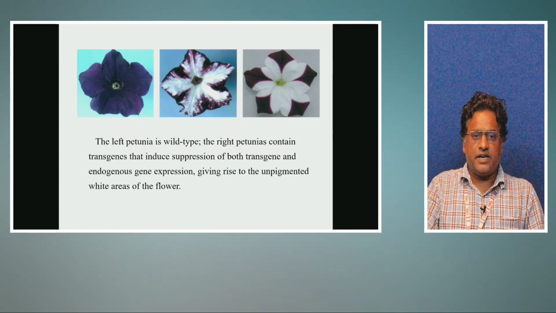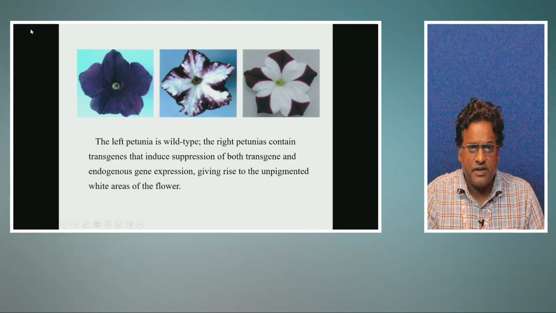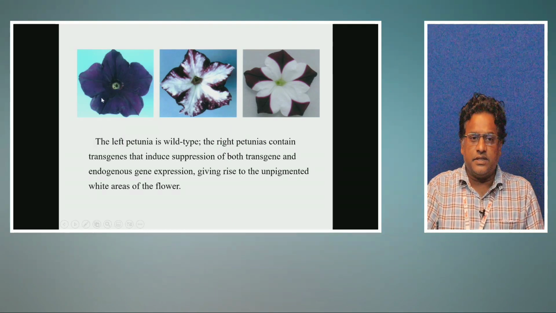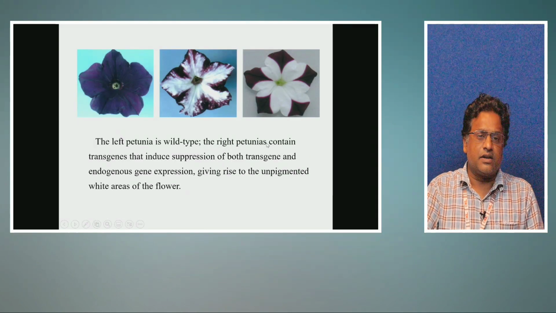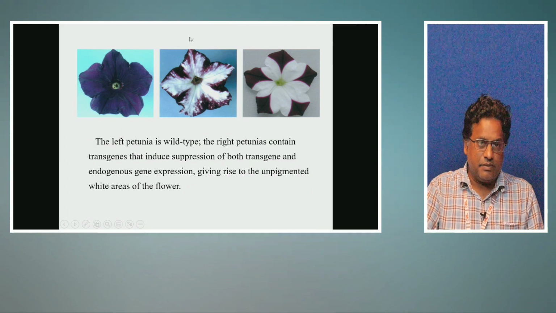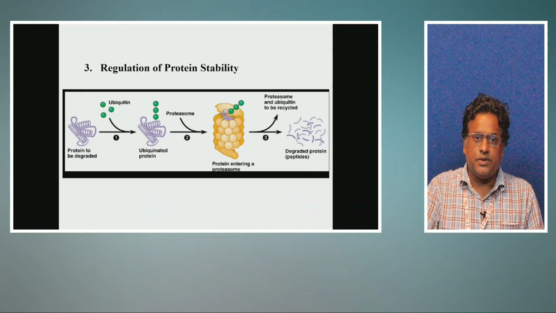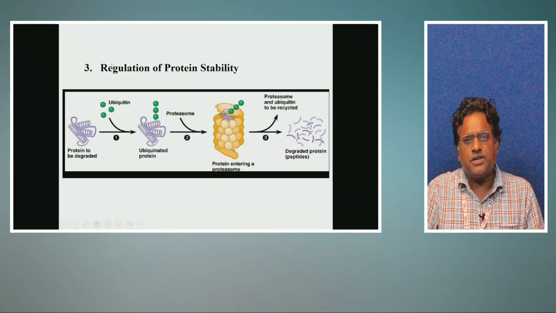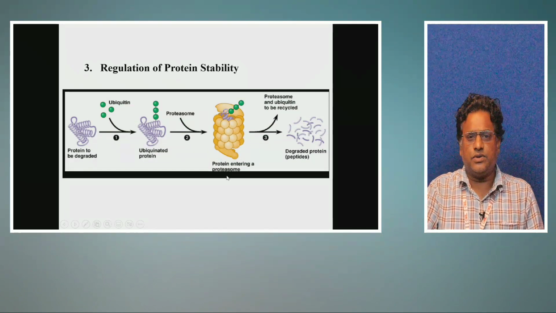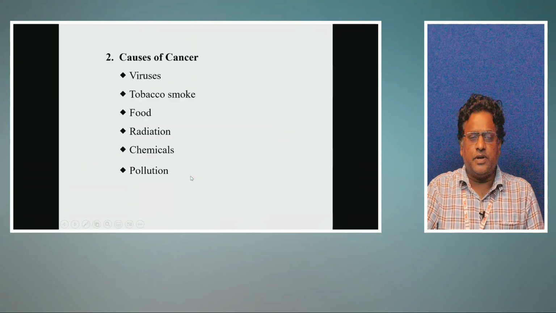Then you have RNA interference. For example, you have this petunia. The left is a wild type. The petunia on the right contains a transgene that induced suppression, and you have unpigmented white flowers. So all these regulations are very complex in nature, and people are still finding out how it is regulated. I hope you understood. So you have regulation for protein stability and so on. I hope you understand.